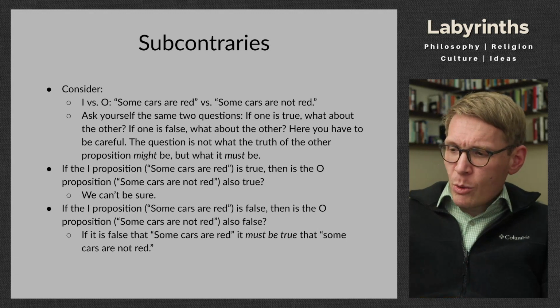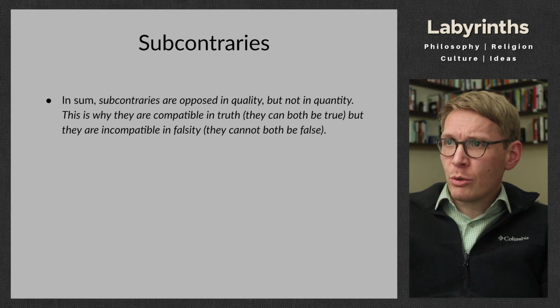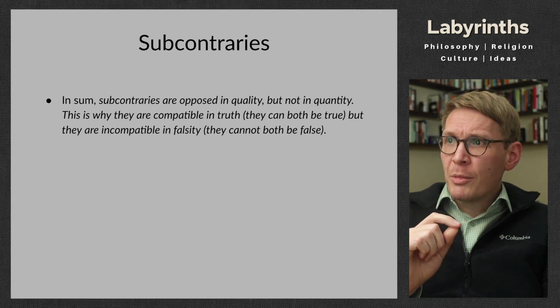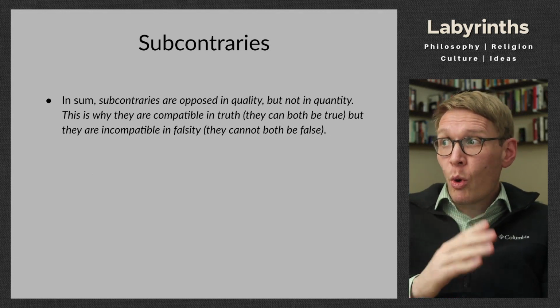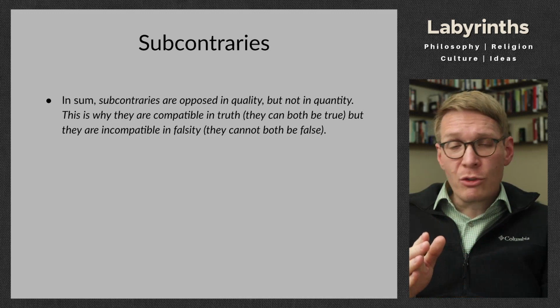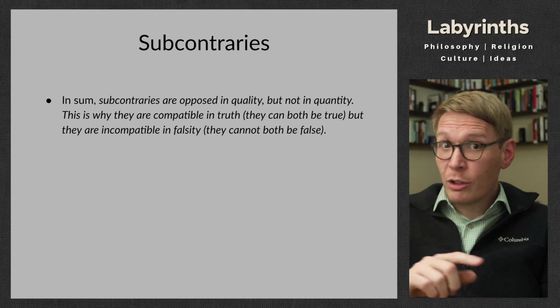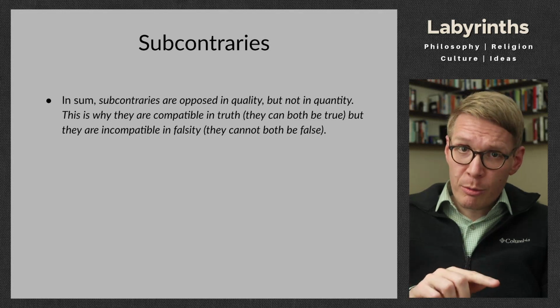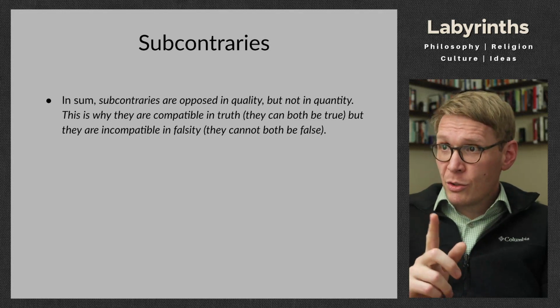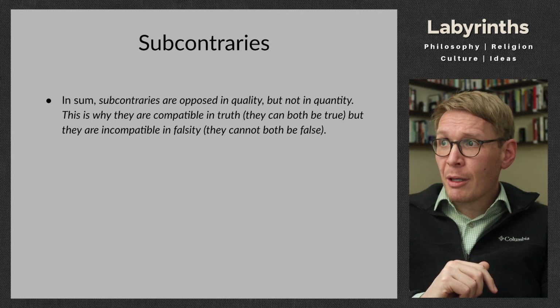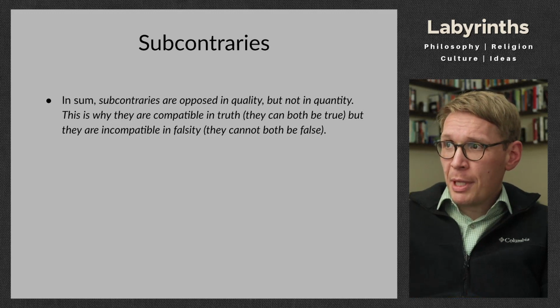So in this case, going back to our truth table, we'll do this in a moment, subcontraries are opposed in quality, but not in quantity. So quality is affirmative or negative, and quantity is universal or particular. So these are both particular, right? But one is affirmative and one is negative. And this is why Hauser gives us that they are compatible in truth. They can both be true, but they are incompatible in falsity. They cannot both be false.